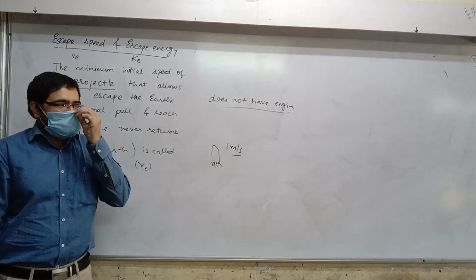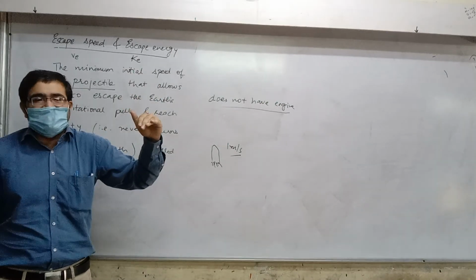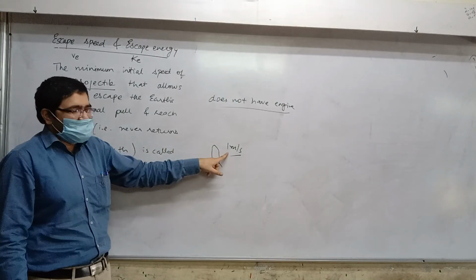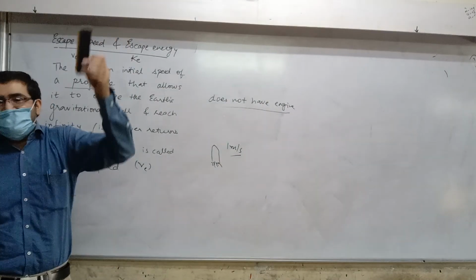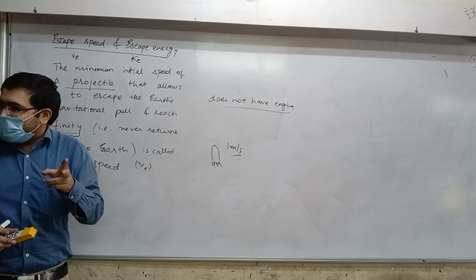Because it does not have an engine. If you throw it up, its speed will start decreasing due to gravitational acceleration. Whereas a rocket that has an engine can move with a constant speed. Can a duster move with a constant speed? I hope you understood the difference.